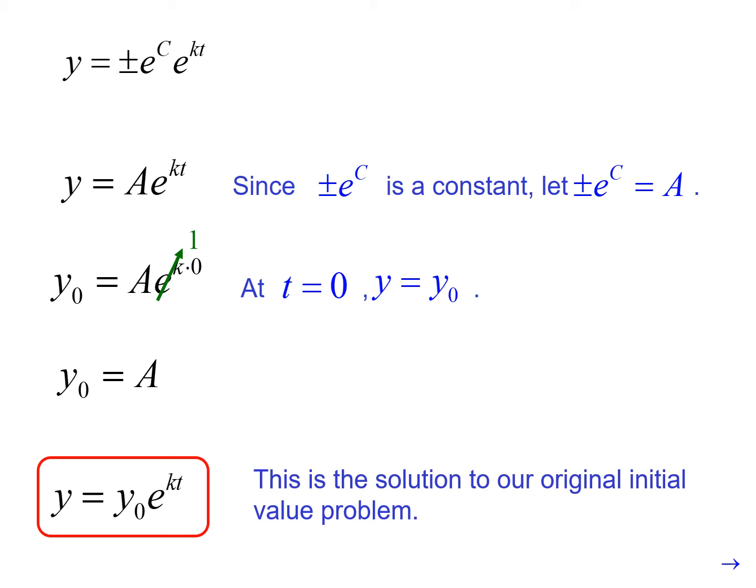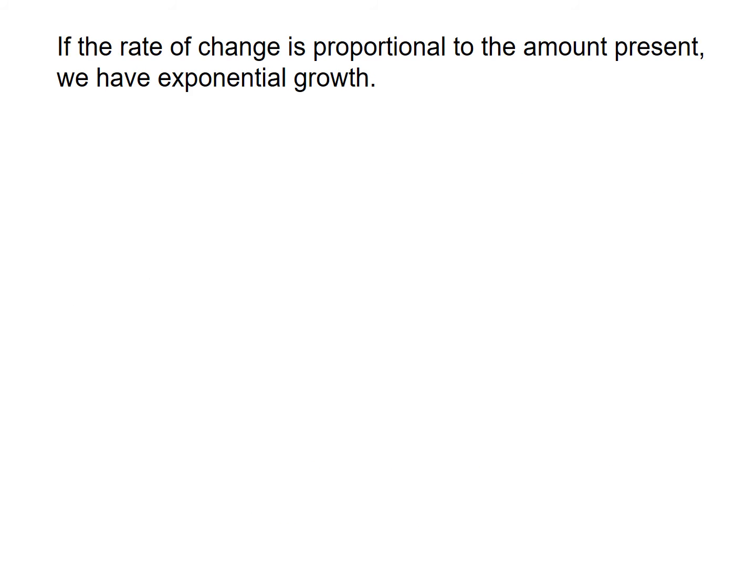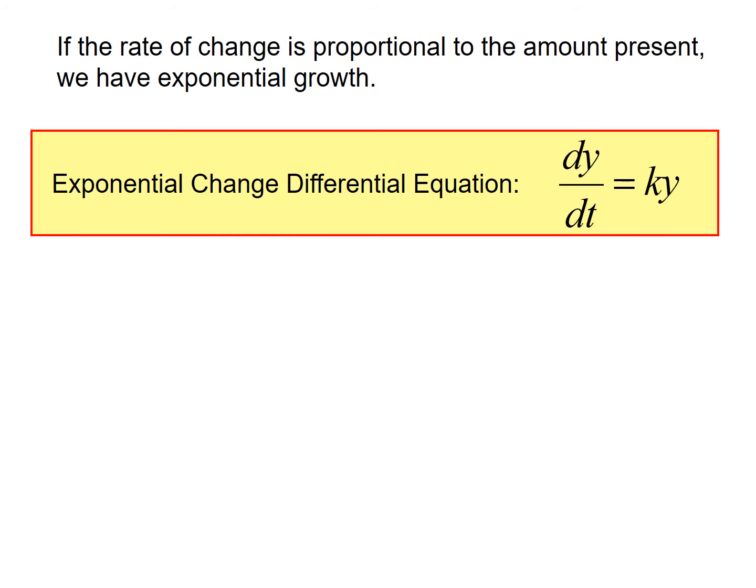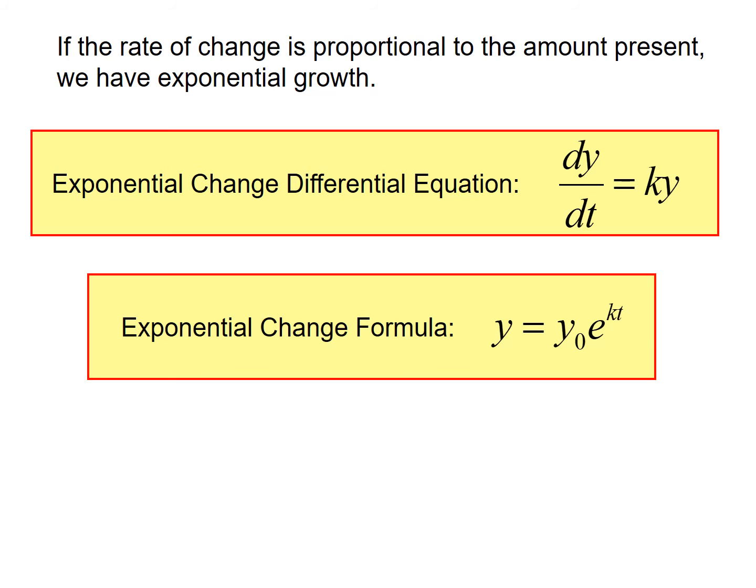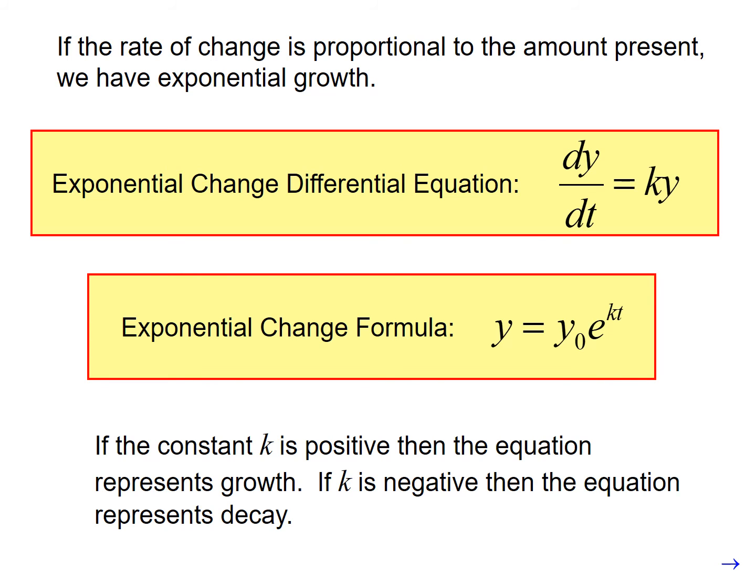So if we're given a differential equation dy dt equals k times y, the solution is y equals y sub 0 e to the kt. That's our exponential growth equation. All right, so to summarize, if the rate of change is proportional to the amount present, then we have exponential growth. This is represented by the exponential change differential equation, dy dt equals k times y. So if you ever see that differential equation, you know that it represents exponential change. And this, when solved, produces the exponential change formula, y equals y sub 0 e to the kt. And if that constant k is positive, the equation represents growth. If that constant k is negative, the equation represents decay.